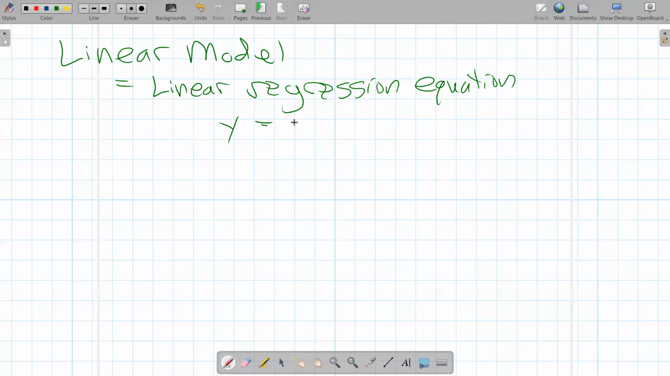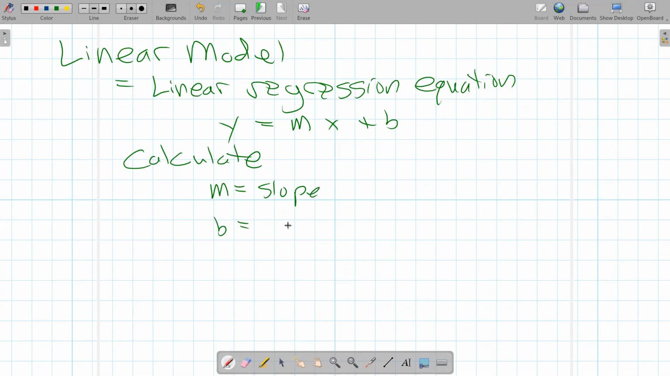And it's of the form y equals mx plus b. And when we do the calculation, we're calculating based on the data three things. M, what's the slope? B, what's the y-intercept or initial value? And the third one is R, which is called the correlation coefficient.